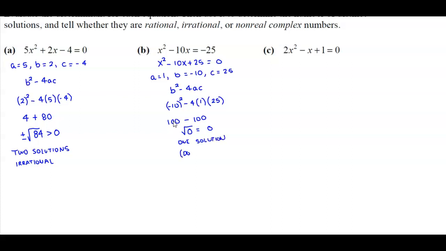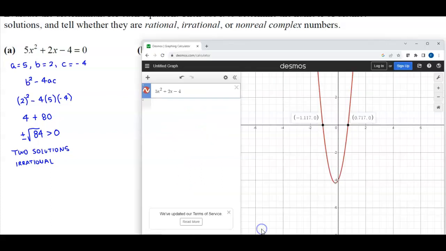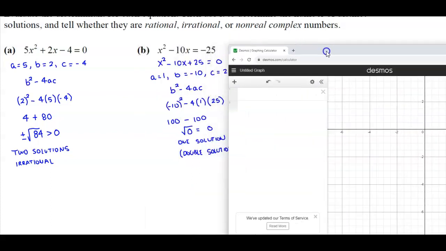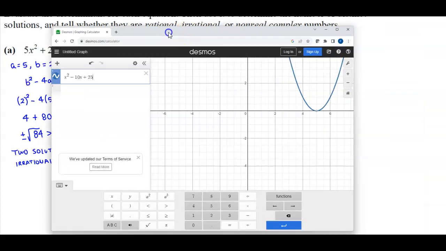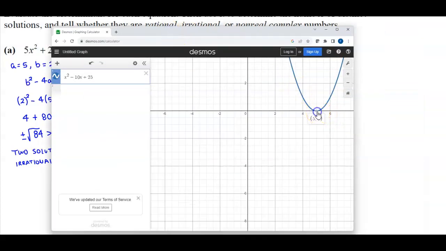but it's a double solution. Okay, let's go ahead and verify that on Desmos. Okay, so again, we're going to put in our quadratic equation, which is going to be x squared minus 10x plus 25. Okay, here you can see that we get one solution. It touches the x-axis, and that means it's a double solution.